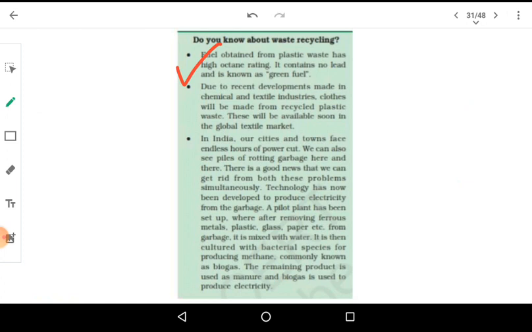Now these are available in India. Our cities and towns face endless hours of power cut. We can also see piles of rotting garbage. There is good news that we can get rid of both these problems simultaneously: produce electricity from garbage. A pilot plant has been set up where, after removing plastic, glass, paper, etc., the garbage is used for producing methane, commonly known as biogas.